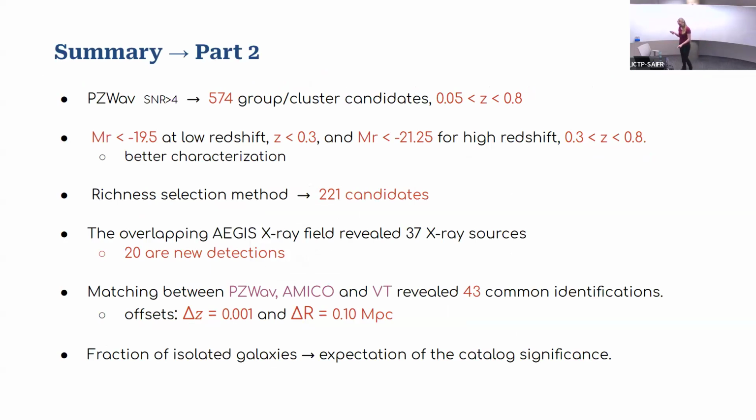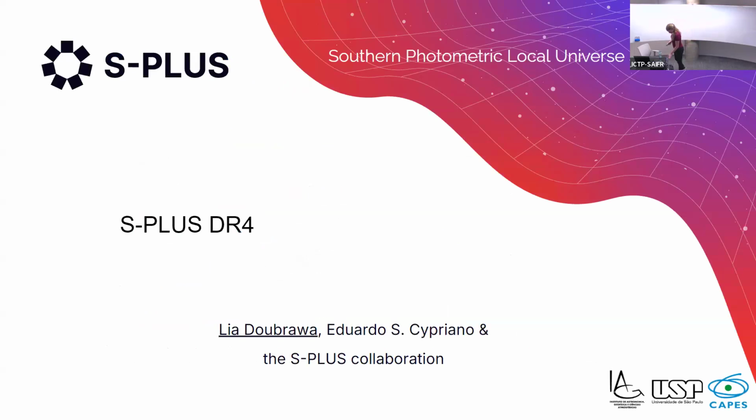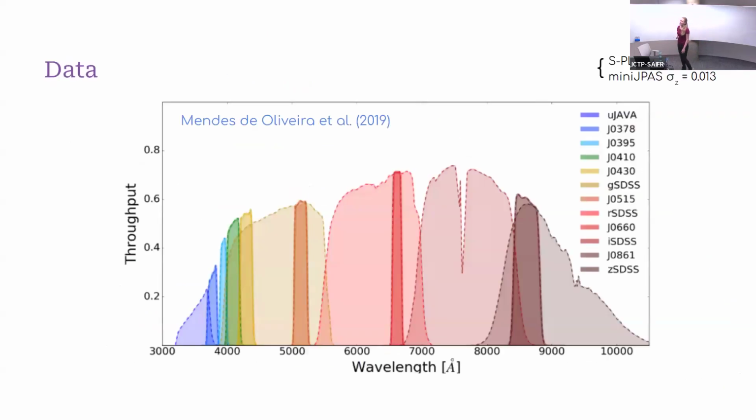And I'm just going to part 3, which is my results using the S-PLUS data. So if you are using the DR4, now we already have the iDR5, which is a little bit larger. It has already 4,050 square degrees observed, and S-PLUS aims to observe at least 9,000 square degrees. So kind of halfway. And here we're using 12 bands. 5 of them are the broadband ones and 7 are the narrowband ones. And here the photometric errors are around 0.02.